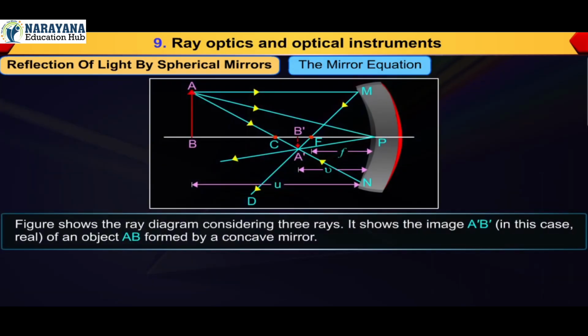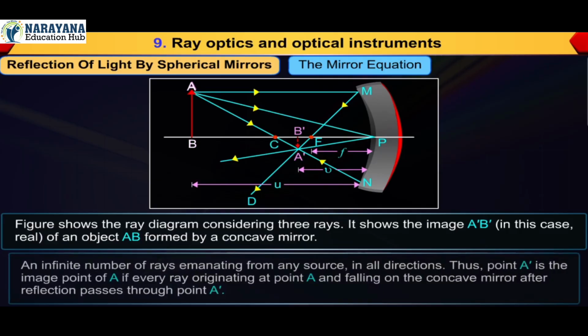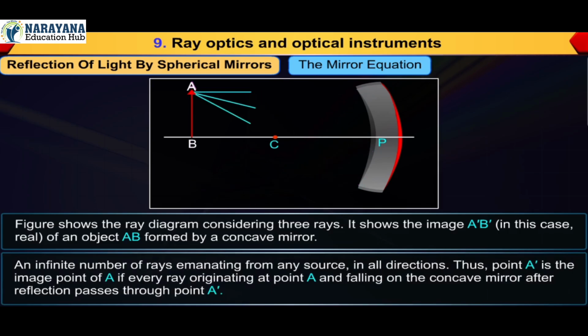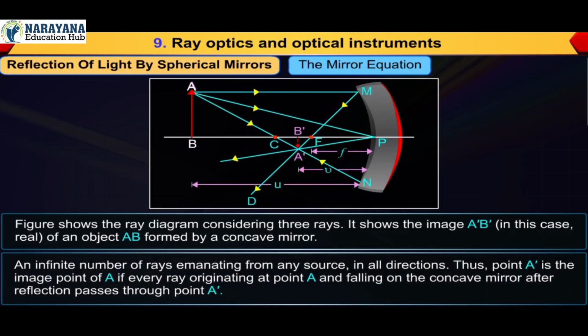The figure shows the ray diagram considering 3 rays. It shows the image A'B', in this case real, of an object AB formed by a concave mirror. An infinite number of rays emanate from any source in all directions. Thus, point A' is the image point of A if every ray originating at point A and falling on the concave mirror after reflection passes through point A'.